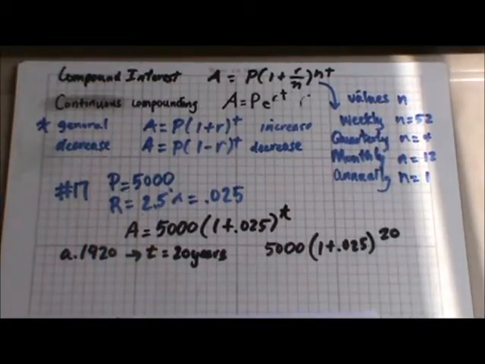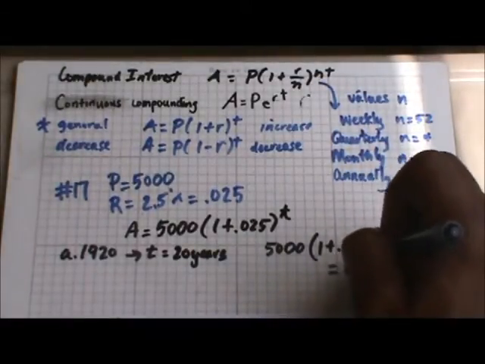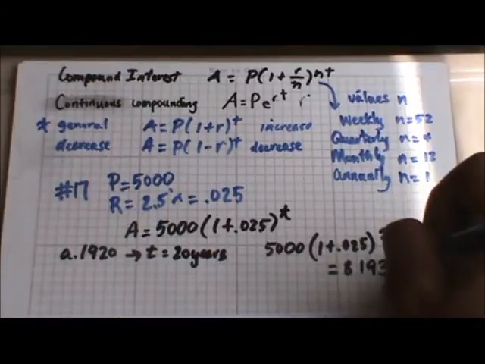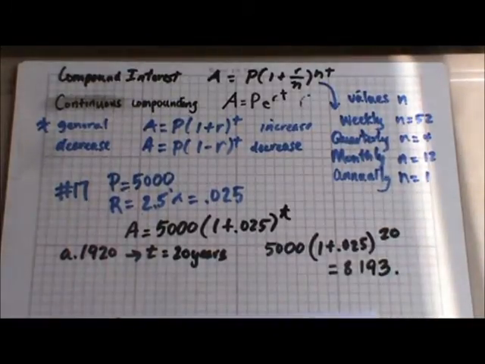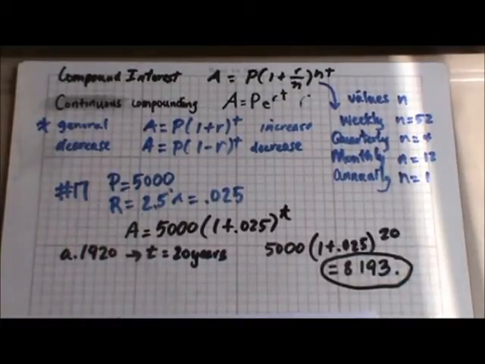All right, we get 8,193. All right, don't need any decimals. All right, 8,193.